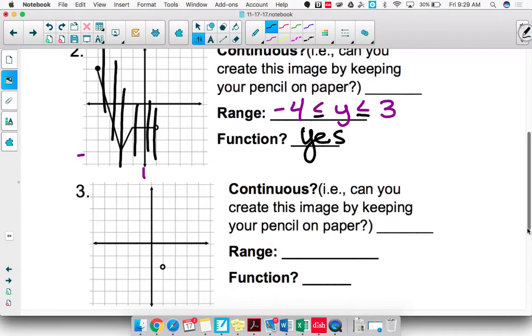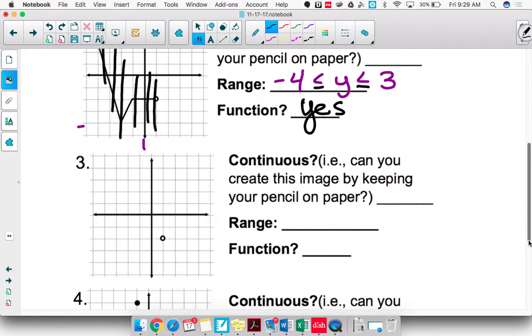Okay, now number 3, for whatever reason, this image got deleted, and so go ahead and draw an arrow pointing downward and to the left. It doesn't have to be perfectly matched up with mine, but follow that general pattern. I'm going to start with the continuous piece. If we start where the endpoint is and draw to the left, I can draw that entire graph without picking up my pencil. So yes, this is a continuous graph.